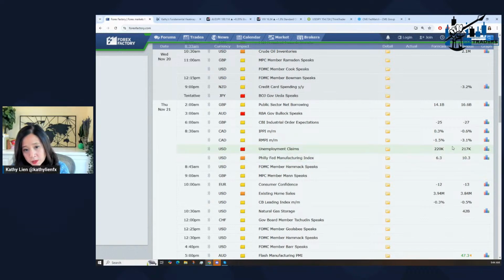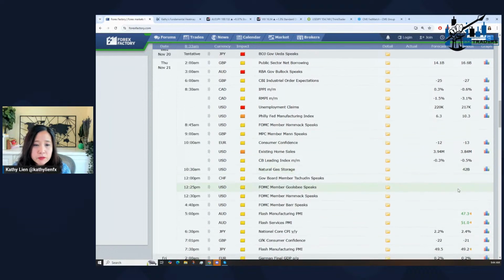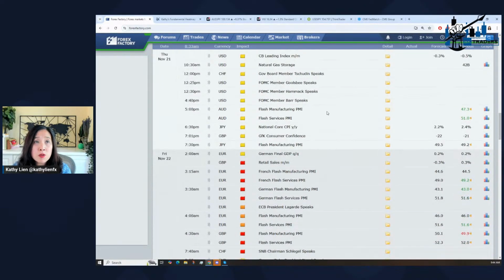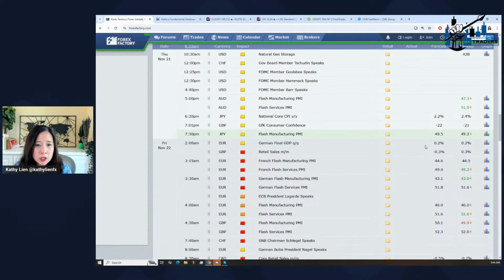We also have jobless claims. That's probably going to be a little bit more important. That could end up being a little weaker because claims have already been so good. Housing market data is expected to be okay. And then a bunch of Fed speak. Thursday evening, we have PMIs from Australia. That's expected to be a little weaker.